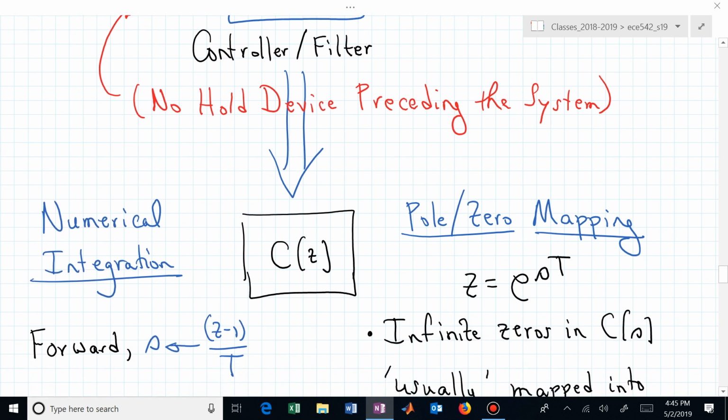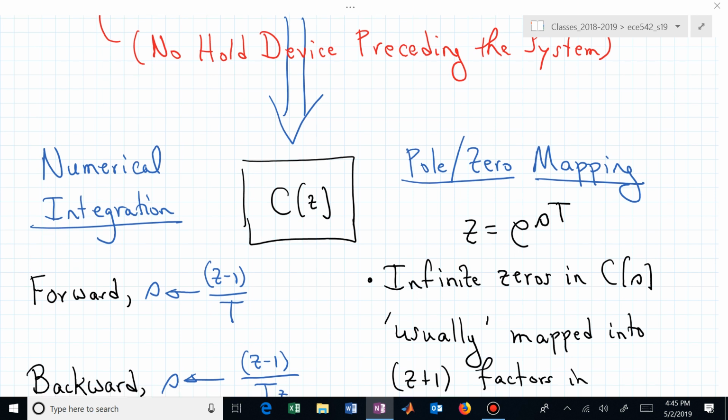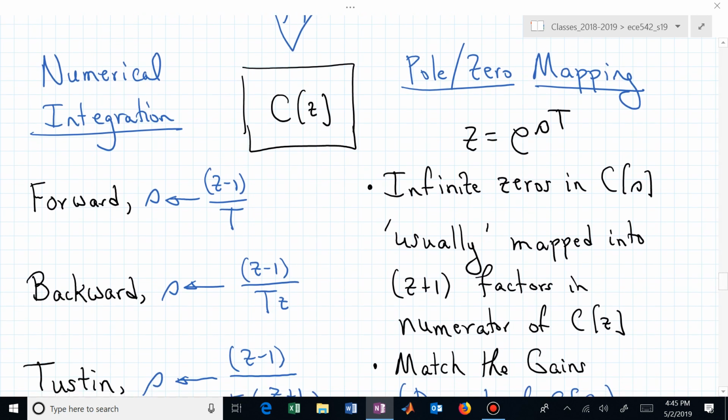And we could do that a couple of different ways, and even on the left-hand side with the numerical integration, we had 3 different strategies that we talked about there: forward, backward, and trapezoidal or Tustin. And the pole-zero mapping, remember I could trip you up on that one with this single quote, usually. How can I trip you up there?